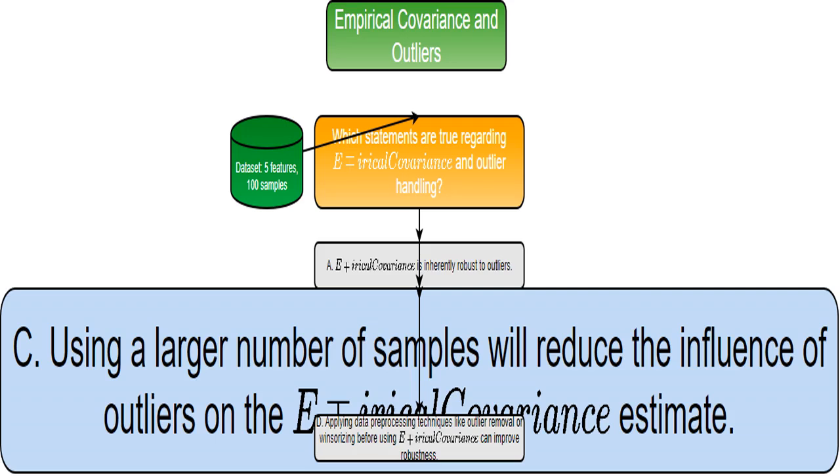This suggests that having more data points will make EmpiricalCovariance less sensitive to outliers. It's partially true, because a larger sample can sometimes lessen their impact. But having more data doesn't completely solve the problem. Outliers will still distort the results, just perhaps a little less.